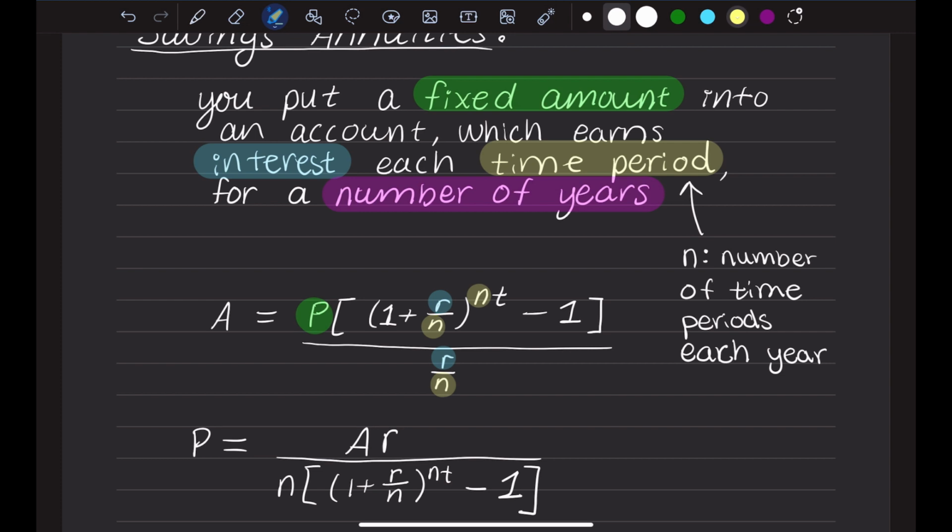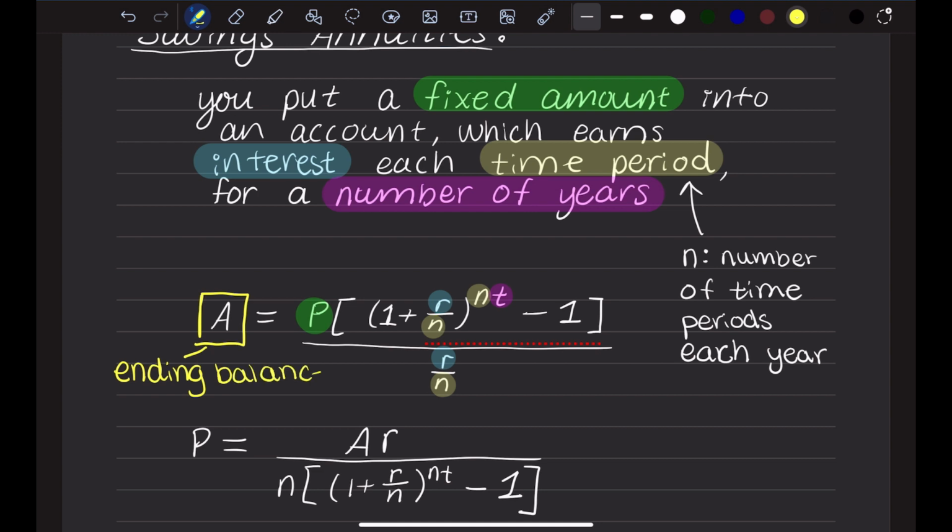And we're going to do that for a certain number of years. And T in our formula is going to be the number of years. So if you have all four of these pieces of information, you can plug it into this formula. And this A that pops out is going to be the amount in the account, so the ending balance after doing this for so many years.